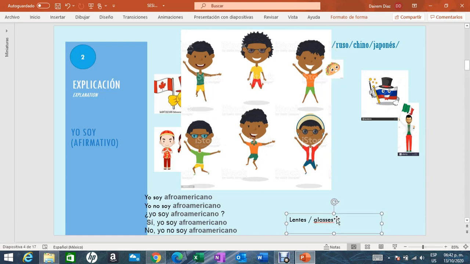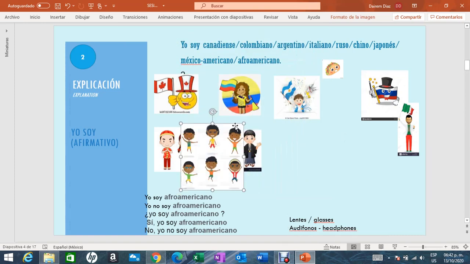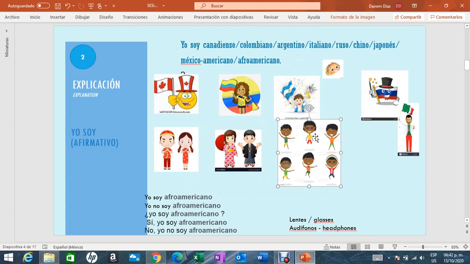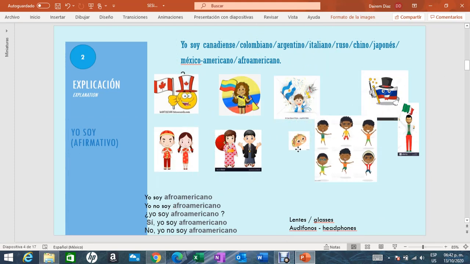Headphones are called audífonos. Audífonos. Headphones. Audífonos. You use them to listen to music. What else? I think that's it. That's the only thing I can see. Here, glasses, lentes, y audífonos. So more vocabulary for you, little by little, so we don't get overwhelmed with too much information.